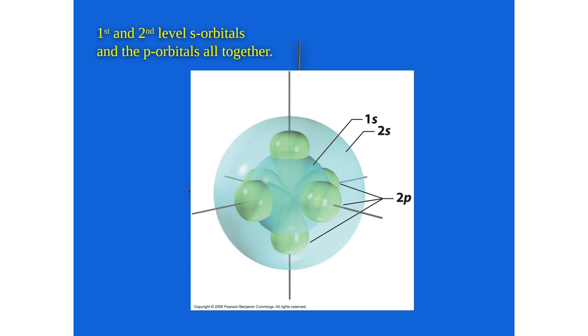This is a nice image showing the overlap of the first and second energy levels, and the overlap of s and p orbitals. You can see the different shapes. You can see the spherical s shape in the middle, and then you can see the lobes of those peanut-shaped orbitals. Again, they all overlap, and together they make up a sphere-like shape.